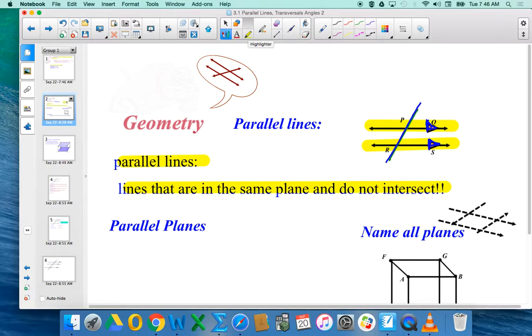This line right here is called a transversal. What do we say the word trans means? To cross. So a transversal is a line that crosses the other two. The line is a transversal of line PQ and RS. I guess I better give it another name. We'll call it line N is a transversal of PQ and RS.